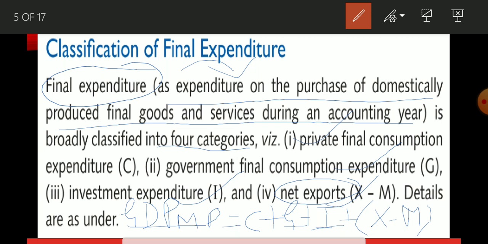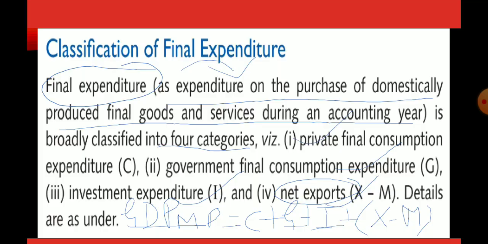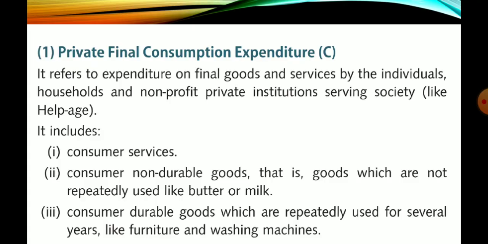C, private final consumption expenditure, is the expenditure of the household sector. G is the expenditure of general government. I means whatever investment is done by the producer sector. X minus M is whatever we sell in foreign countries, the rest of the world. Let me start it one by one. First, private final consumption expenditure, in short C.